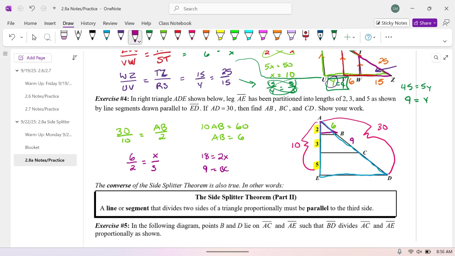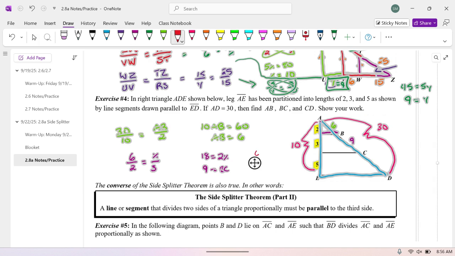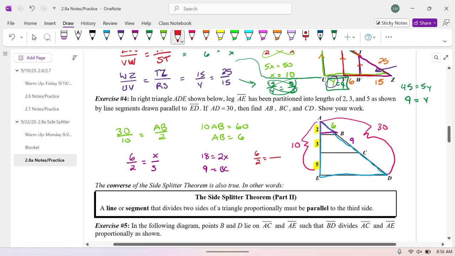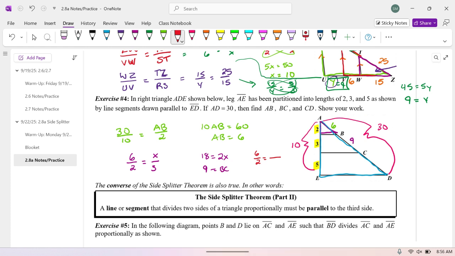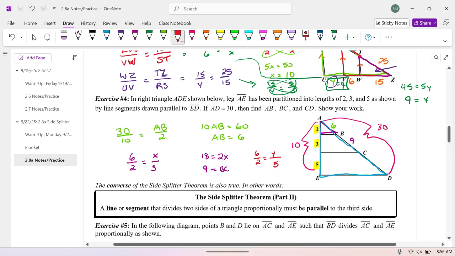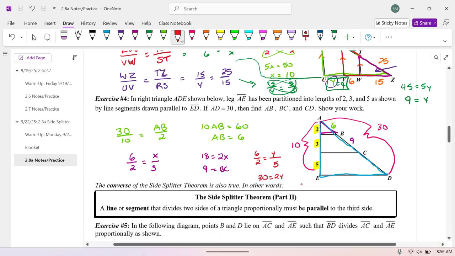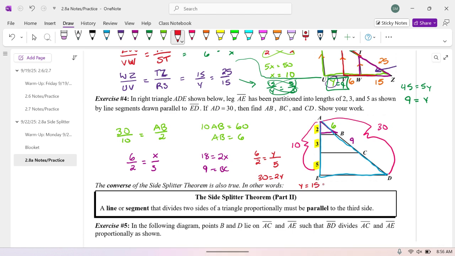Last one, let's still use 6 over 2. So 6 over 2, and I need 5 somewhere, and then CD somewhere else. So how would I set up that proportion? So it would be x, let's call it y so we don't get confused, over 5. Multiply them together, I would get 30 is equal to 2y. So y would be equal to 15. So that's also CD.